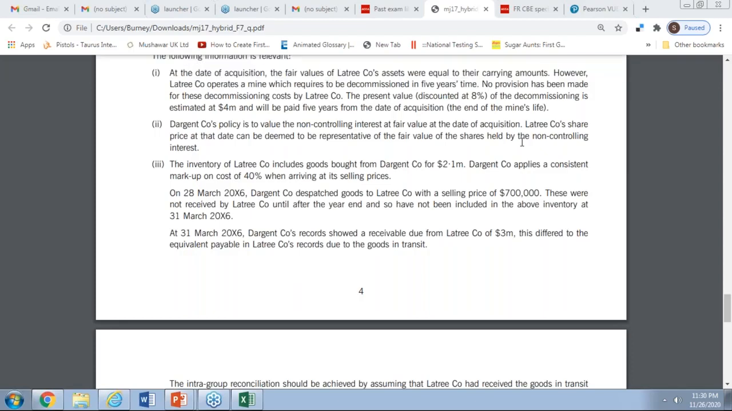Like in note number 2, we have done already. Note number 2 is used for the calculation of NCI. Note number 1 is used for the adjustment of provisions and assets. And note number 3 is for the adjustment of unrealized profit. And we do have a goods in transit adjustment.